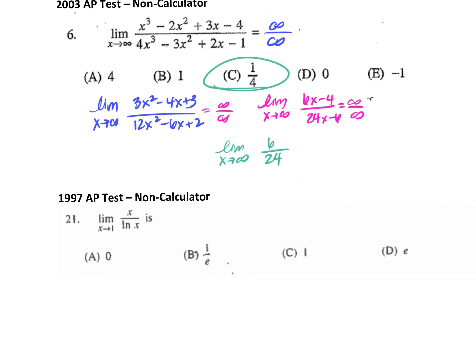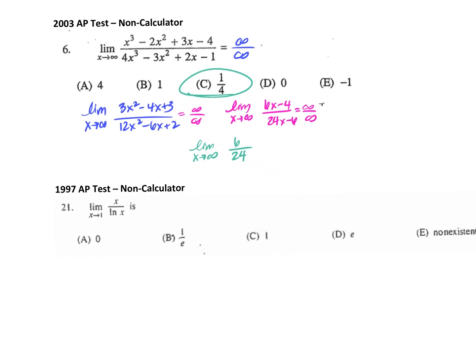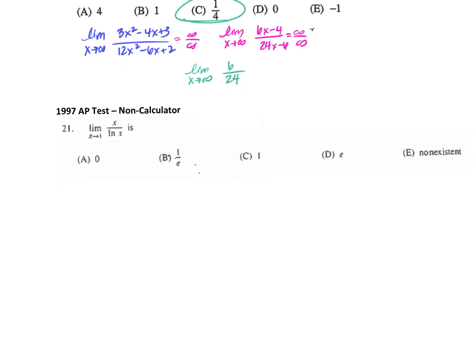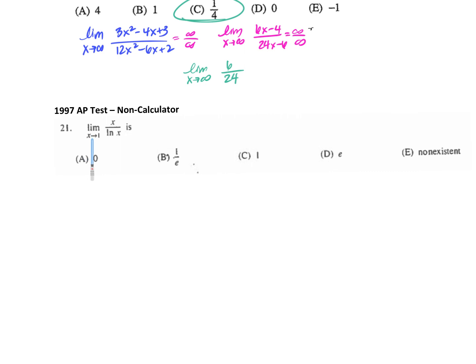This next one's tricky, I think. It's from 1997, so I don't know if they do one tricky like this again. Back in the day they did. But you guys, what happens when you plug in a 1 right now? What do we get on top? What's the ln of 1 in the bottom? 0.